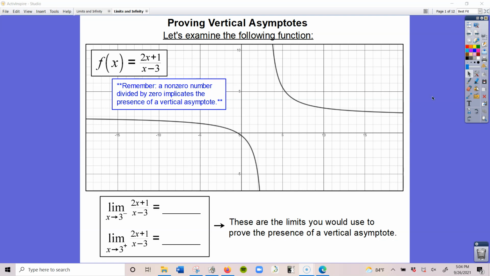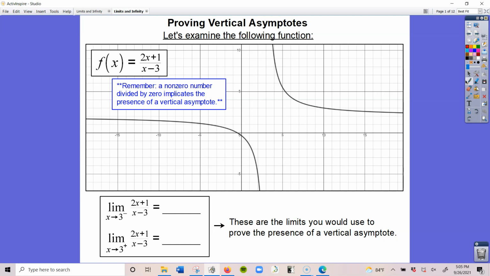Hey guys, today we're going to learn about limits that involve infinity. So either limits that are going to equal some infinity, or limits as x is approaching positive or negative infinity. Now these particular limits are used to prove the existence of asymptotes. So let's first start with vertical asymptotes.